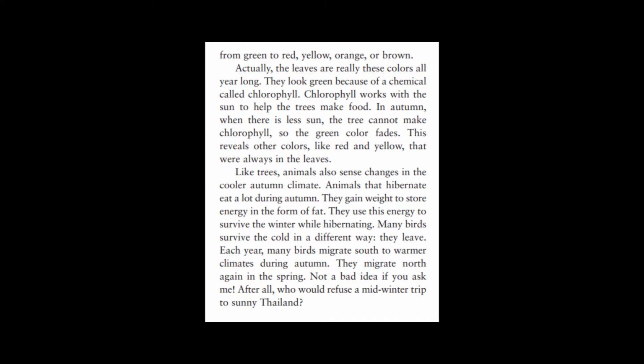They look green because of a chemical called chlorophyll. Chlorophyll works with the sun to help the trees make food. In autumn, when there is less sun, the tree cannot make chlorophyll, so the green color fades. This reveals other colors, like red and yellow, that were always in the leaves.